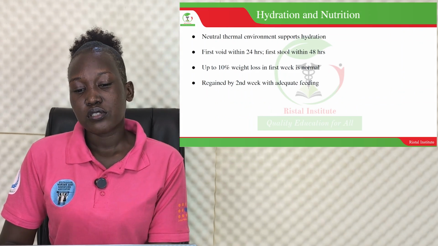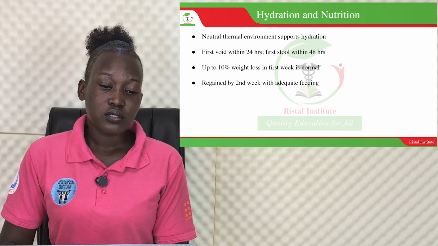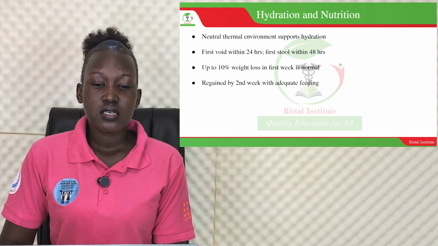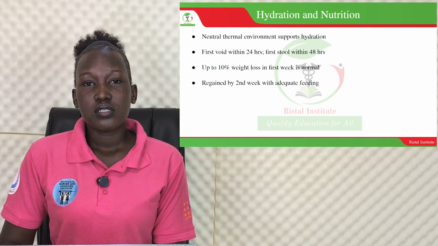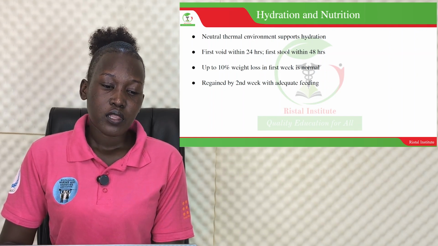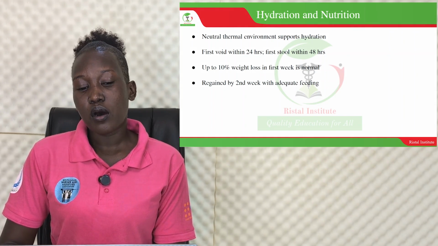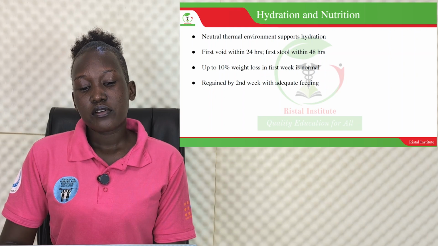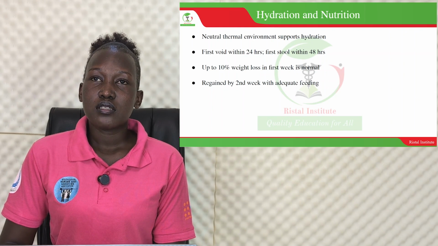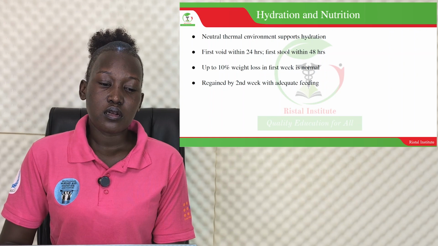So we have hydration and nutrition. You should encourage a neutral thermal environment that supports hydration in most cases to avoid losing water. Then we monitor first void. The baby should urinate at least within 24 hours. Then the first stool should be within 48 hours. Some babies will even urinate immediately they come out, which is very, very healthy.